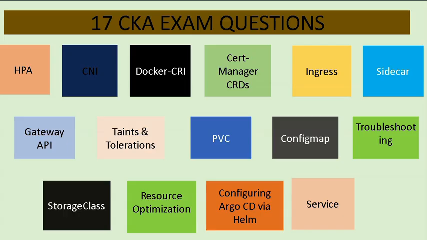They'll ask you to schedule a pod, and then one PVC related question and one ConfigMap related question. For the ConfigMap they'll ask you to make an immutable ConfigMap, so you'll have to make that. In this course I've covered how to make it. There will also be one troubleshooting question wherein the cluster will not be accessible. You need to resolve it and access the cluster.